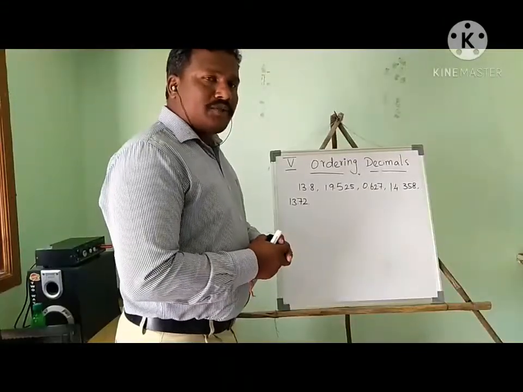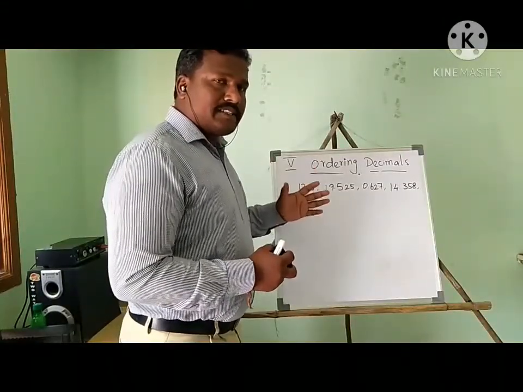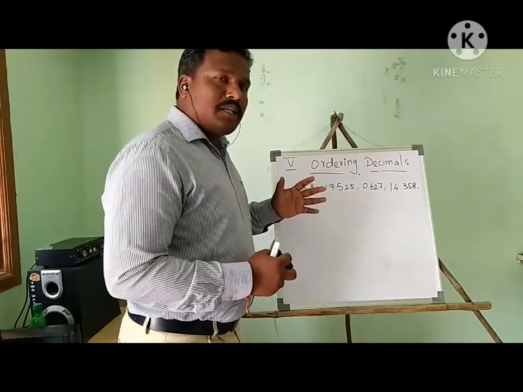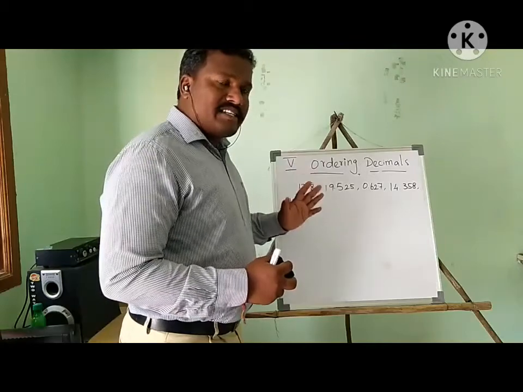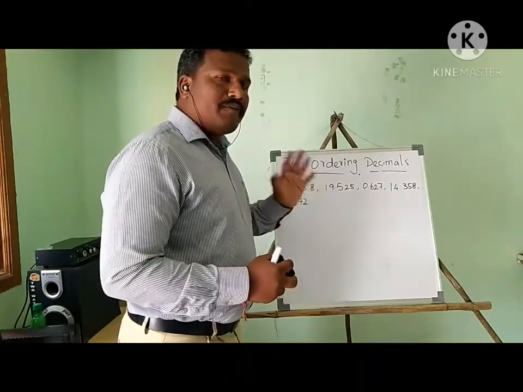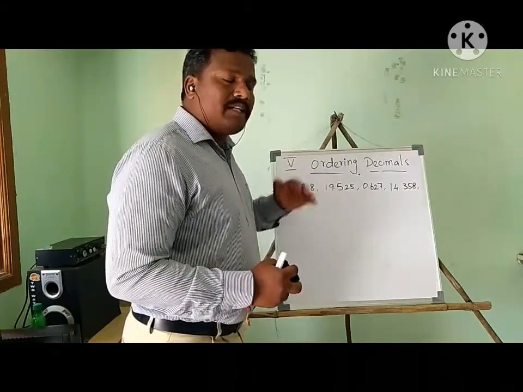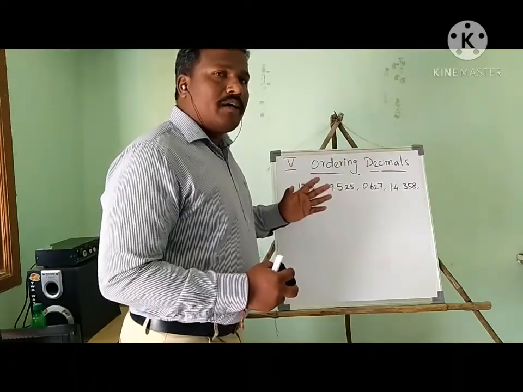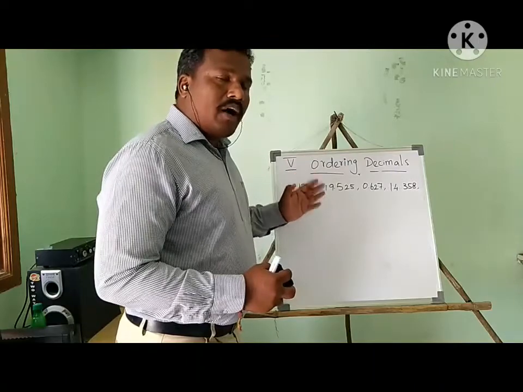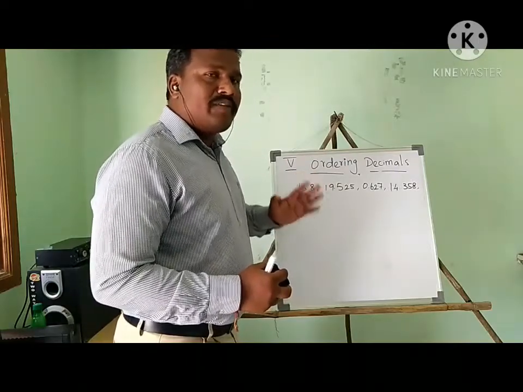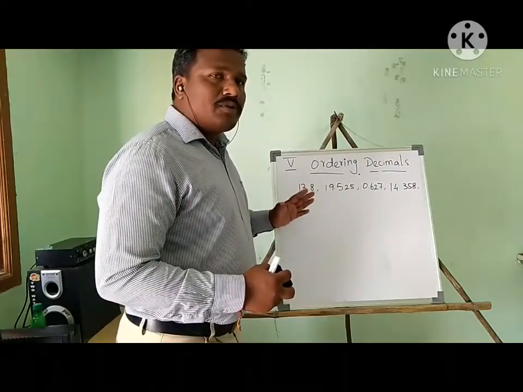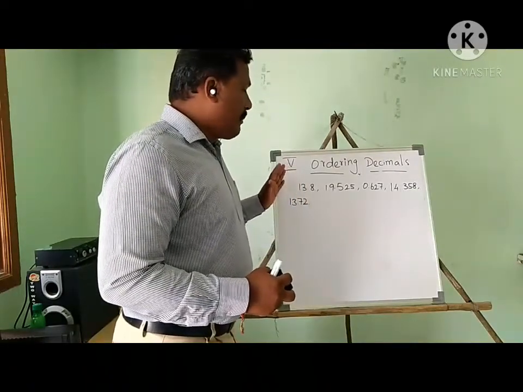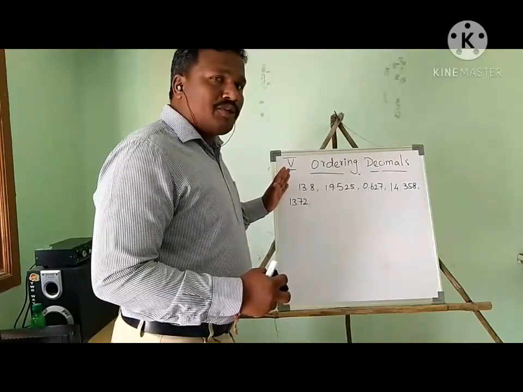Welcome students. Today we are going to discuss ordering decimals. We know how to order, I mean ascending order and descending order, you know very well. If it is a real number and you want to order it in ascending or descending order, you know very well. But in decimals, how do we arrange the ascending order? Now I am taking some example decimal numbers.